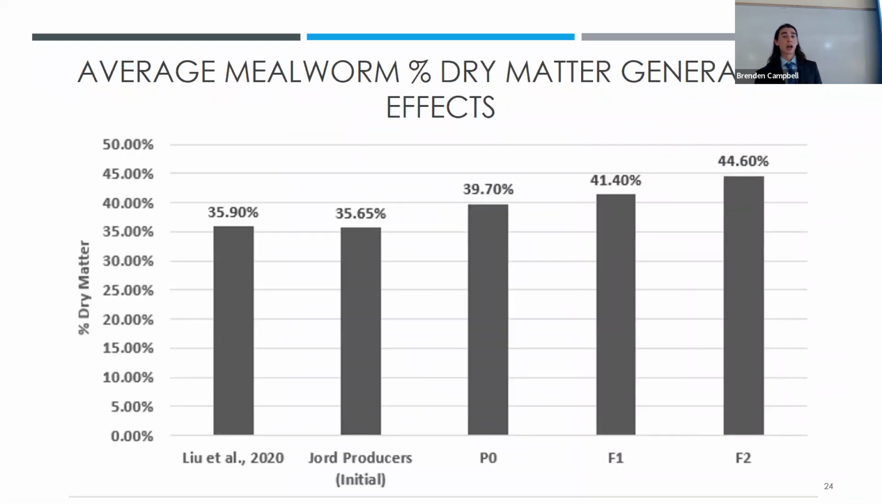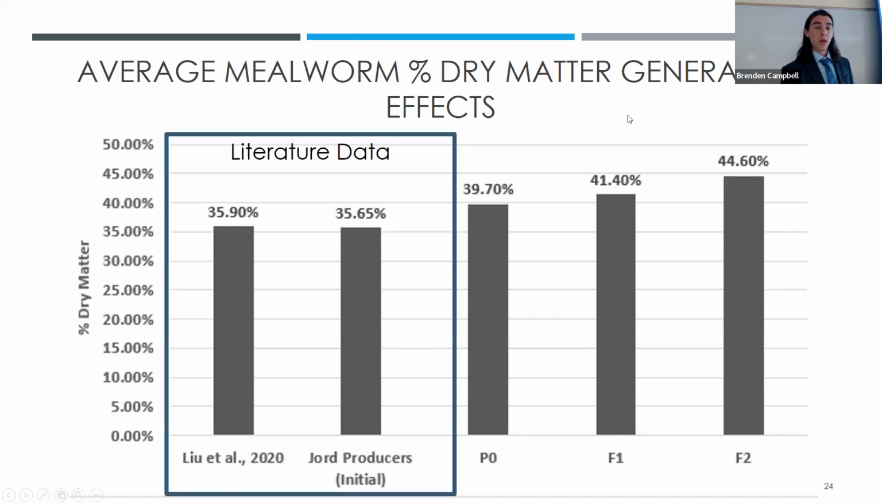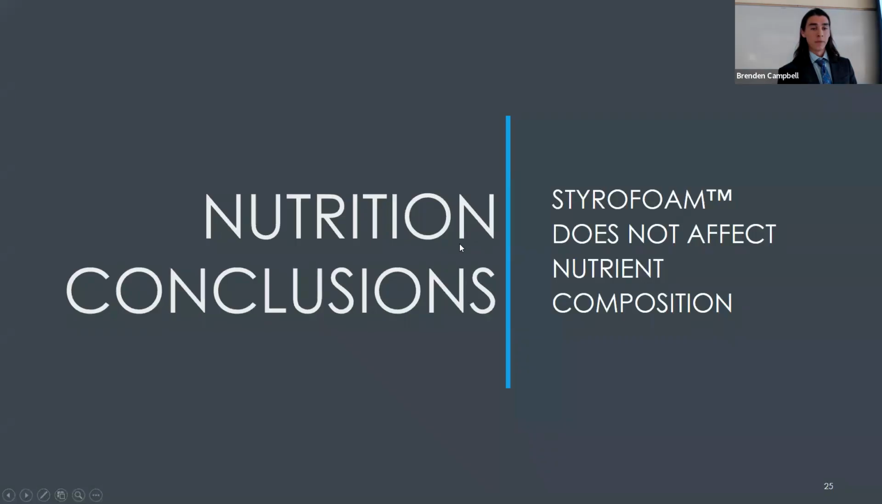And lastly, talking about the average mealworm percent dry matter and the effect that generation had on each. So again, there are 2 points of literature data here on mealworms and what their percent dry matter was. And this was compared with the 3 generations as well, where there was again no significant effect of treatment, but there was a significant effect of generation. And so with each generation, the average percent of available dry matter increased.